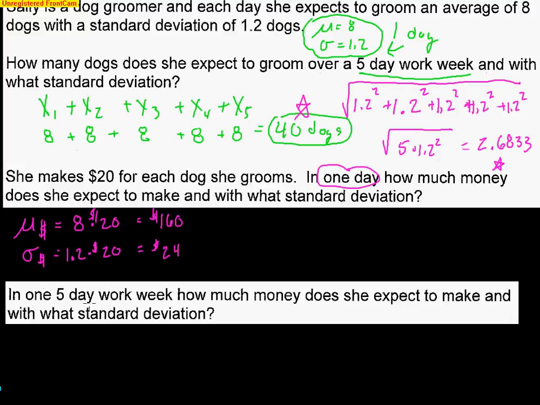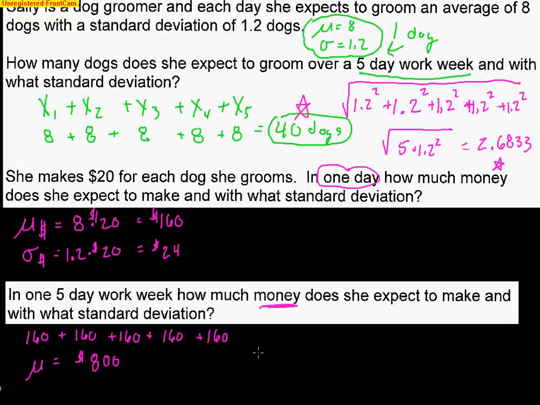Okay, in one 5-day work week, how much money does she expect to make? And with what standard deviation? Okay, so once again, we expect $160 per day. So the first day I expect $160, second day $160, third day $160, fourth day $160, fifth day $160. Now I know I can just do 160 times 5, and that is essentially what you're doing, but I just want to make sure that you understand that this is what's occurring over the course of 5 days. So that's $800. That's what I expect.